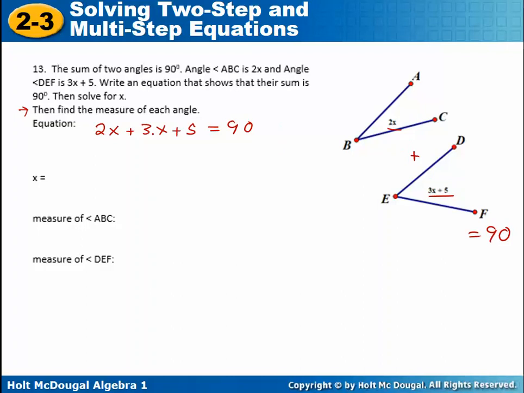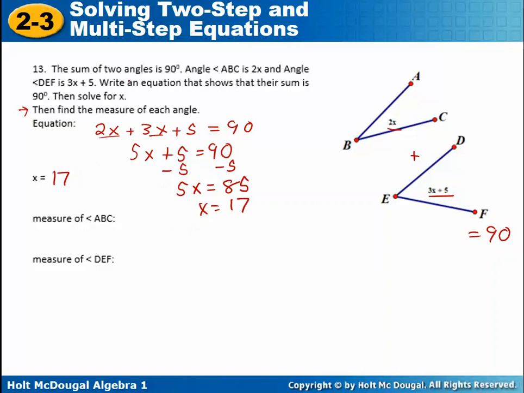Now I'm going to combine my like terms. 2x plus 3x is 5x plus 5 equals 90. Then I have to undo the plus 5 by subtracting 5 from both sides. And I get 85. And then I have to take 85 divided by 5. And I get 17. X equals 17.